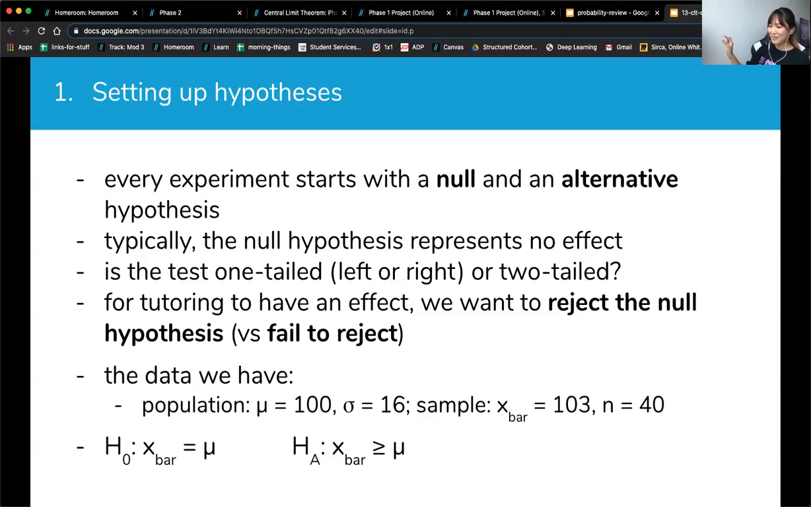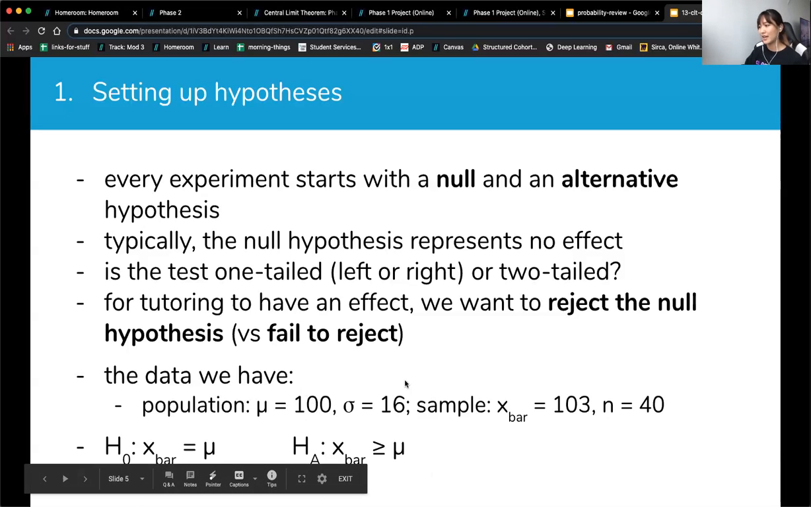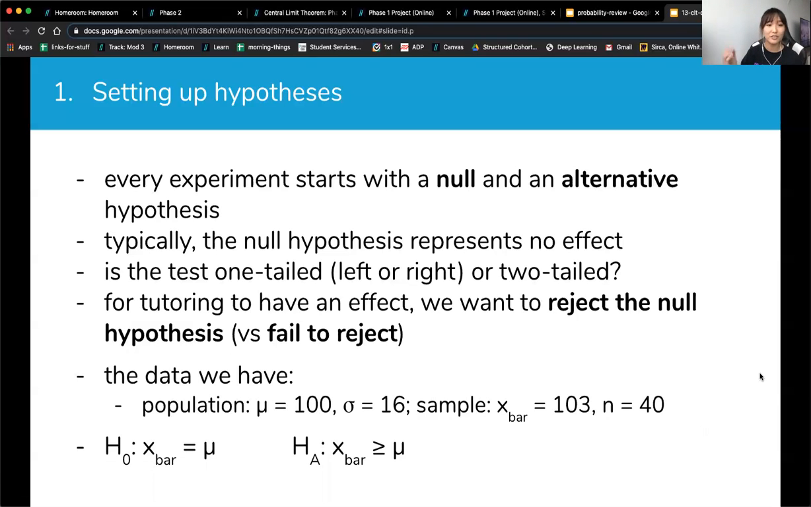So the data that we have: the population's mean and standard deviation are mu of 100 and standard deviation 16. So this is our population data. And our sample data has an X bar, which is usually the mean of the sample, of 103. And the other piece of information we have is there are 40 students in her sample. So usually what I like to do, this is a personal thing, is write out all of the pieces of information that were given just so they're all in one place.